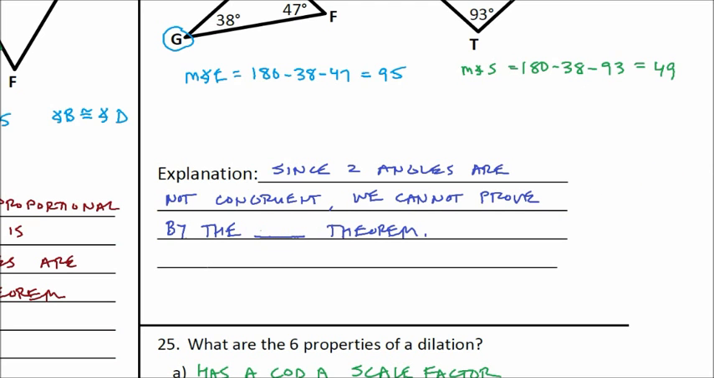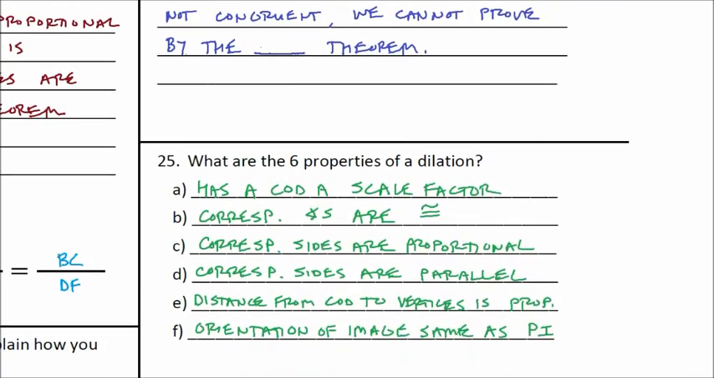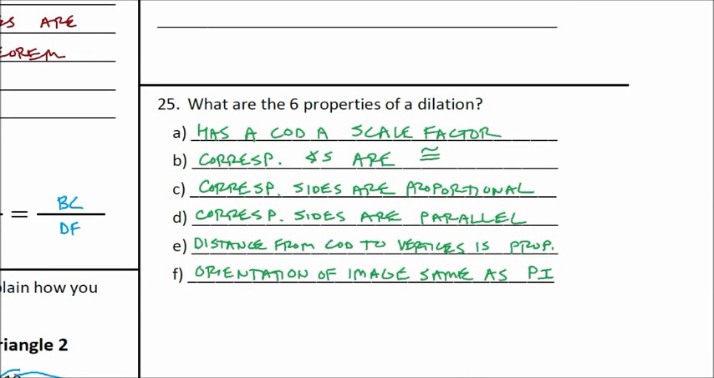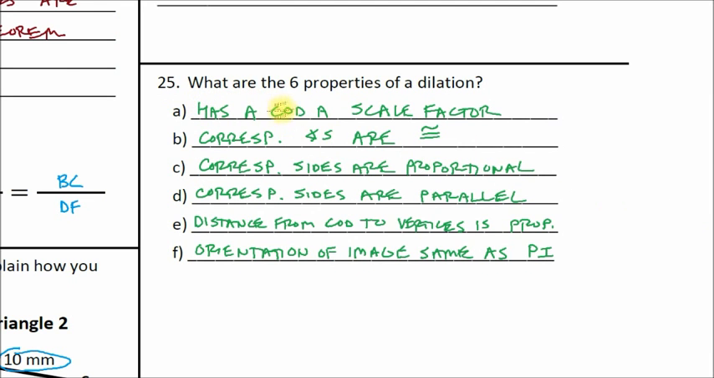Last question for this video. What are the 6 properties of dilation? Class, you're going to need to know all 6 of these. These are in your flipbook under dilation properties, and here are the properties. Every dilation has a center of dilation and a scale factor, and you should say actually, and, has a COD and scale factor.